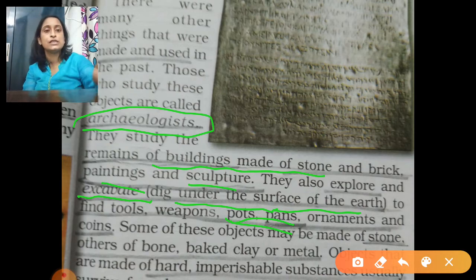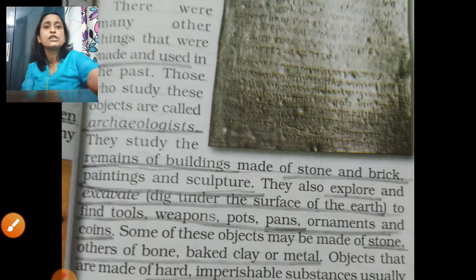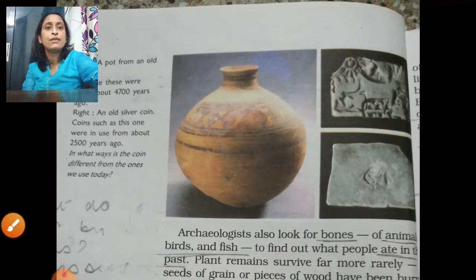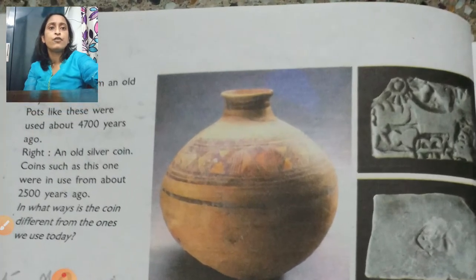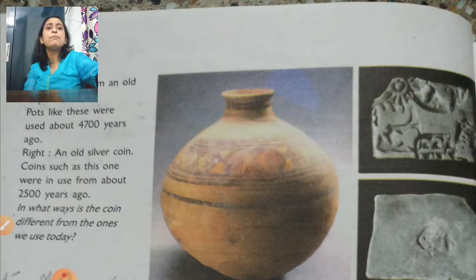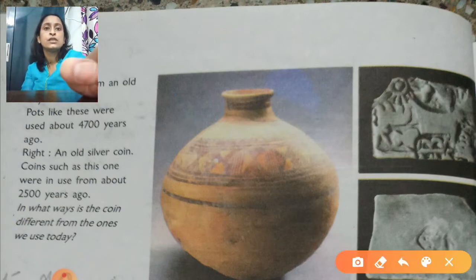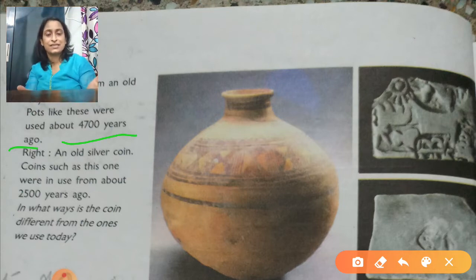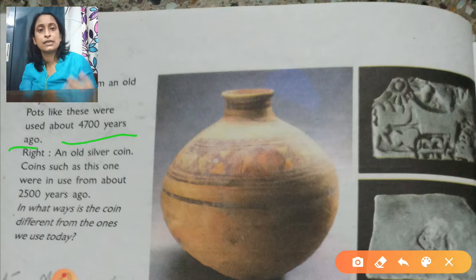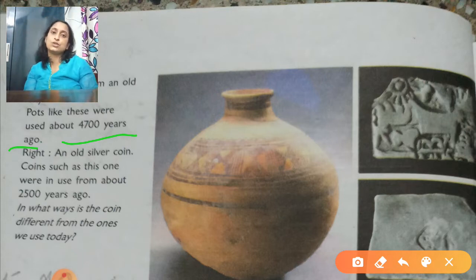So we have so many sources. Then next, we see another image here from your textbook, a pot. This is a pot from an old city, and many pots like these were used about 4,700 years ago. When we study the Mohenjo-daro civilization and Harappan cities, we will see how this kind of buildings, remains, pots and pans speak about the activities of the people.